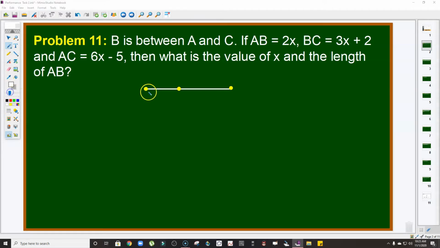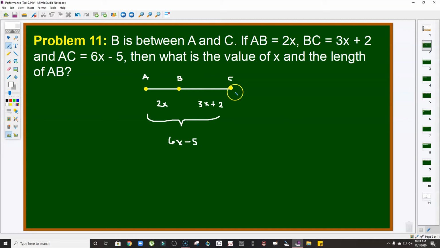As I said, B is between A and C. So suppose this is B, this is A, this is C. Then we have a given here that AB is 2x. Then BC is 3x plus 2. And then the length of segment AC is 6x minus 5. The question is, find the value of x and the length of AB.